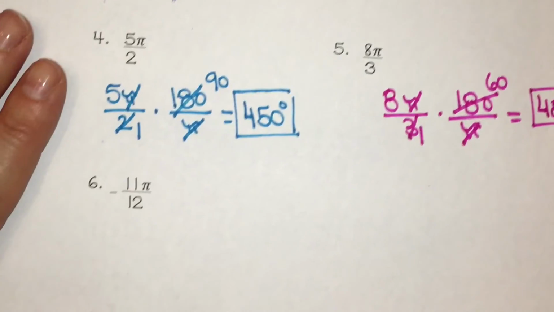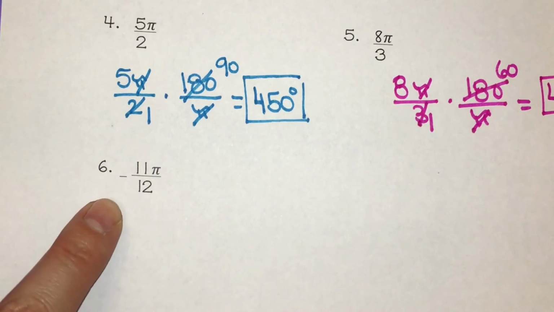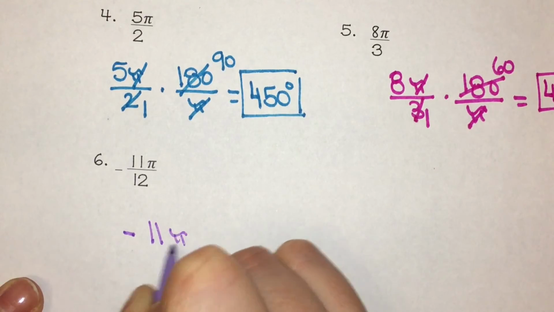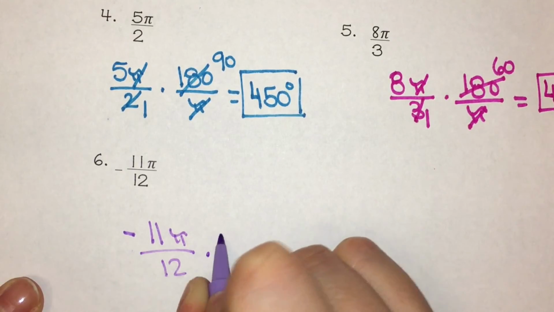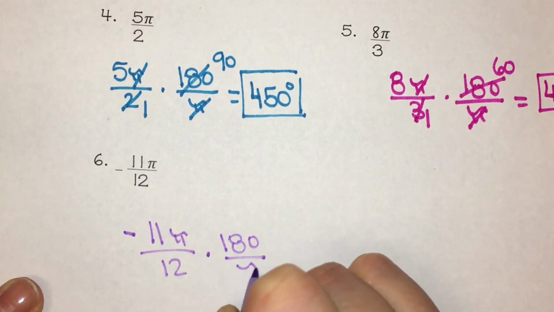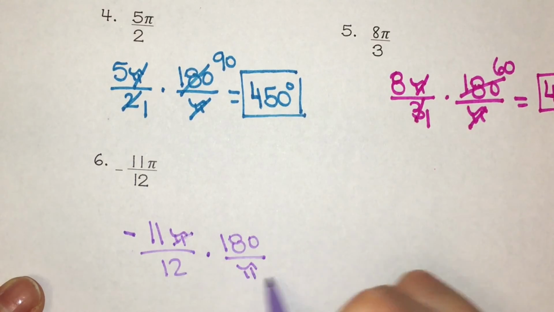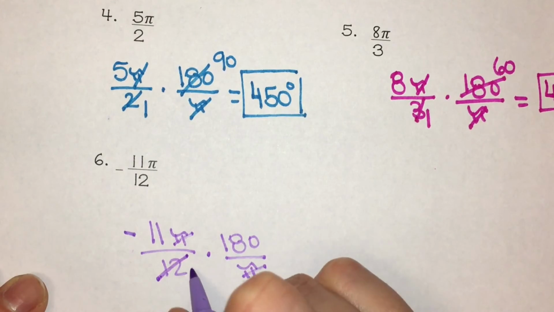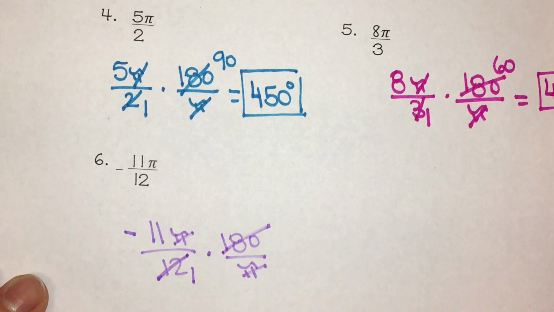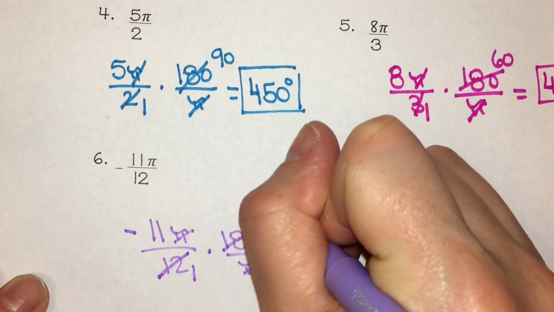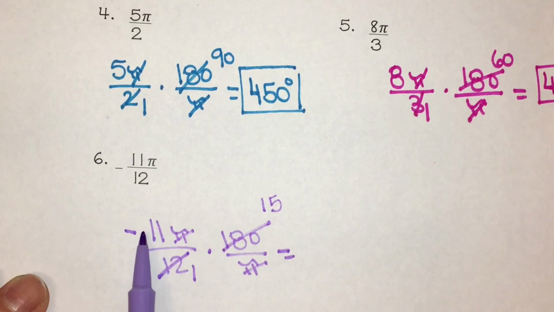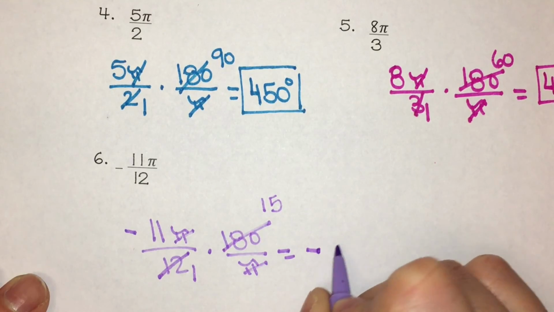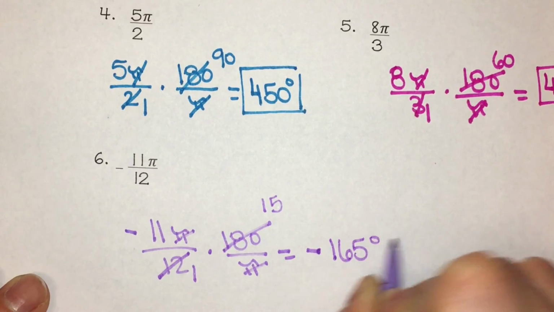Then the last one, it's a negative. Make sure that you've paid attention to that and your answer is negative. Negative 11 pi over 12 times 180 over pi. Looking diagonally, they cancel each other out. I can divide both 12 and 180 by 12. 12 divided by 12 is 1. 180 divided by 12 is 15. When I multiply straight across, negative 11 times 15 is negative 165 degrees.